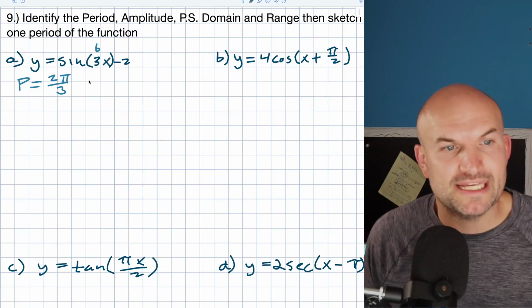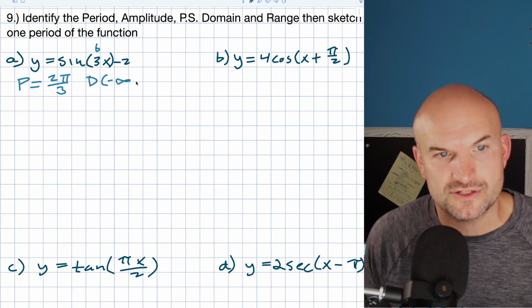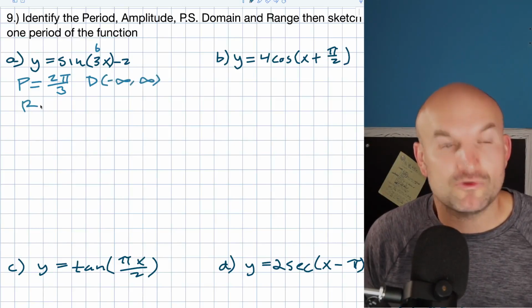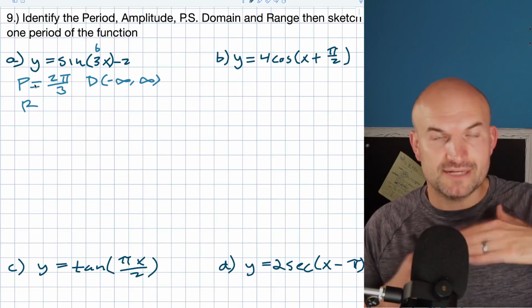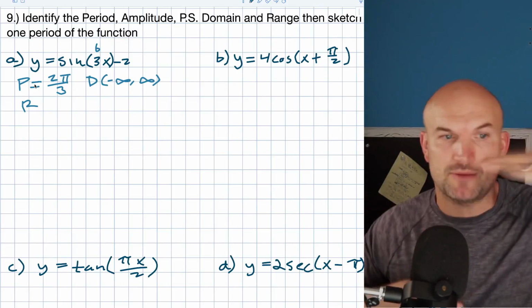My domain is going to be all real numbers, because there are no restrictions here. Now my range is going to be how high and low the graph goes. Again, that's going to include the amplitude as well as any shifts up or down.